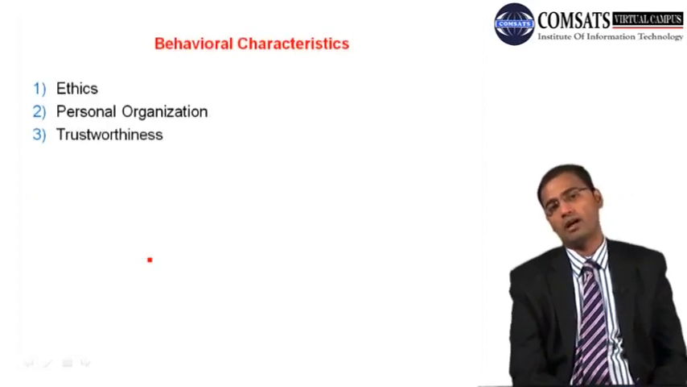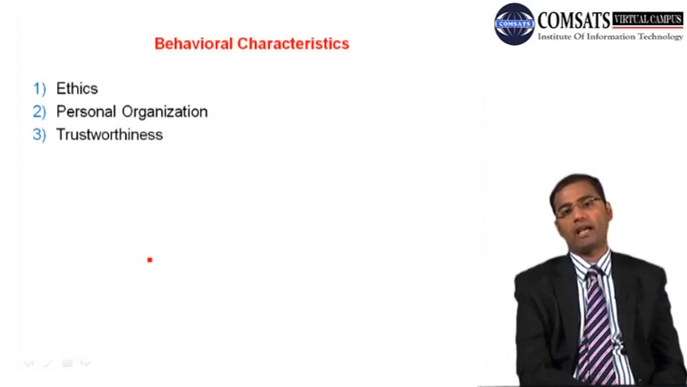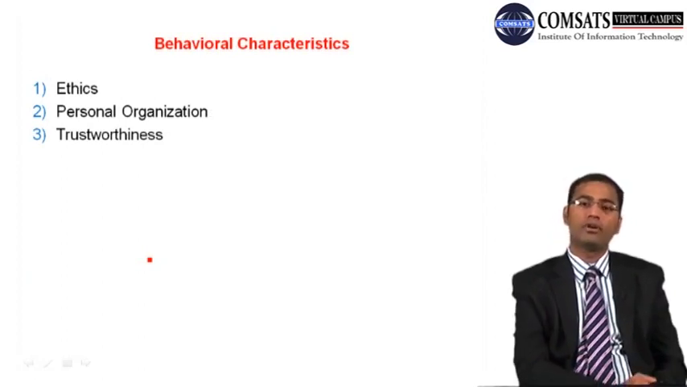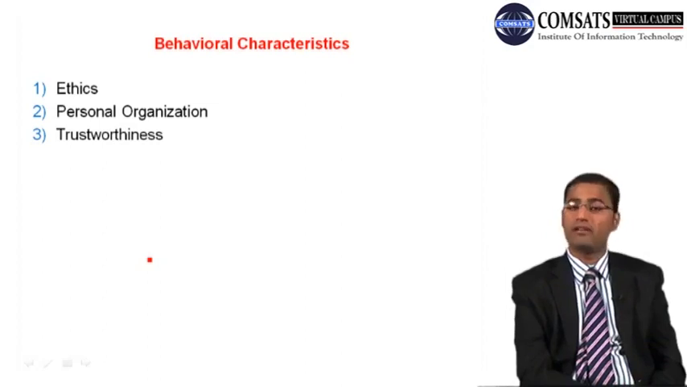Okay, so this was more about analytical thinking and problem solving, and now we want to give consideration to behavioral characteristics. That is a very important part. The first thing is ethics, the second characteristic is personal organization, and the third thing is trustworthiness. So a business analyst should follow such things. Let's see these characteristics one by one.